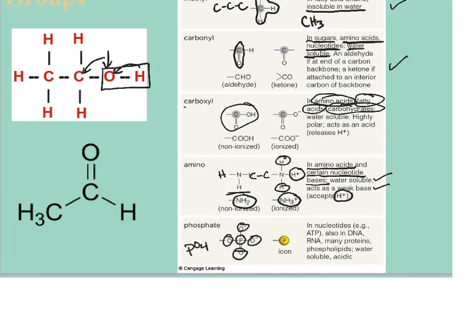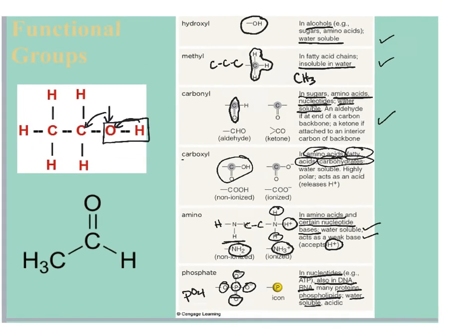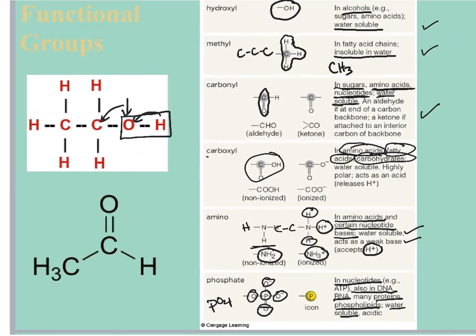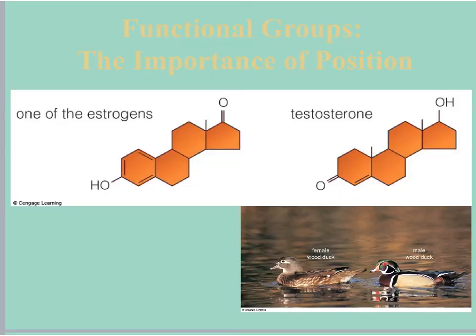We find these in what we call nucleotides that we'll learn about in a second. Phosphate groups are found in DNA and RNA. Remember your genetic instruction booklet. They're also found in some proteins and phospholipids, which are fats, and they are water soluble. Okay, let's continue on.